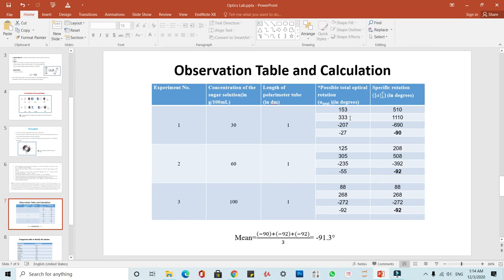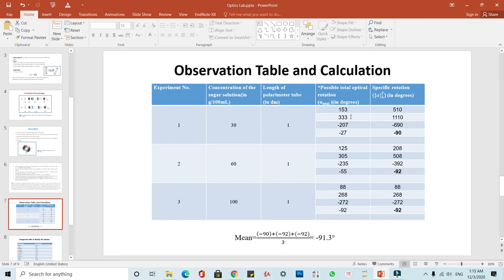Corresponding to these values, we calculate the value of specific rotation. But we are not sure which one of the values is the specific rotation, as these are quite different from each other. Therefore, to confirm the actual value of angle of rotation or total optical rotation, the experiment is repeated at different concentration and variable path.